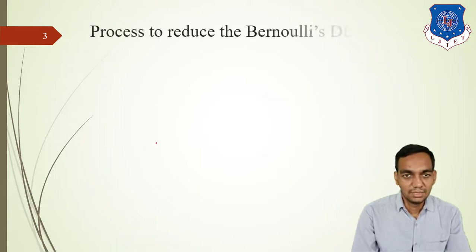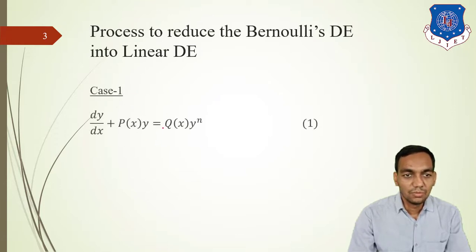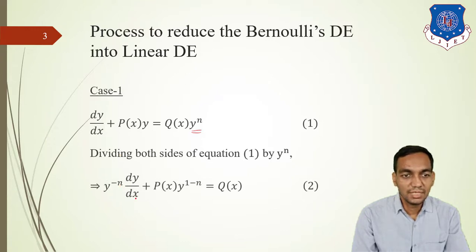And for that, in case 1, we are going to divide this with y^n. So if you are dividing with y^n, then you will have y^(-n) dy/dx + p(x)y^(1-n) = q(x). Correct?